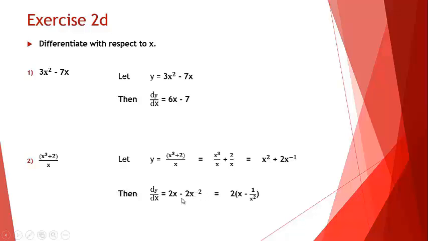So we get 2x take away 2x to the power negative 2, and 2 is common for both the terms, so we take 2 out of the brackets. So the answer is 2 bracket x take away 1 over x squared. So x to the power negative 2 can be written as 1 over x squared.